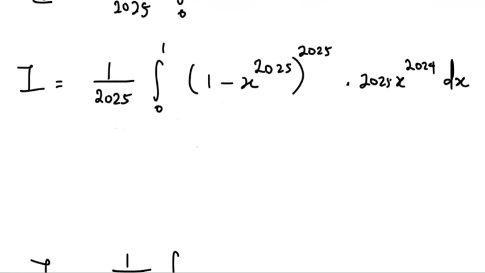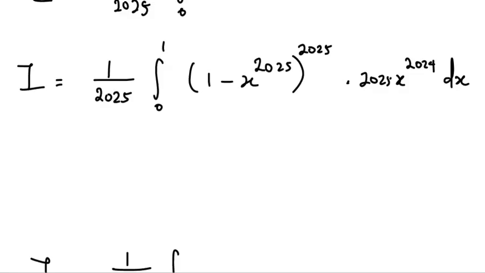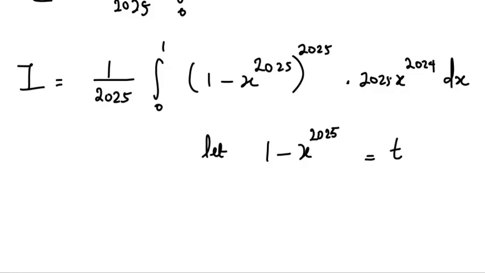So let's go ahead and make the following substitution. Let 1 minus x raised to the power of 2025 equal t. Now differentiate both sides. The derivative of a constant is 0, and the derivative of negative x to the power of 2025 is negative 2025 times x raised to the power of 2024 dx. Then this is equal to dt.